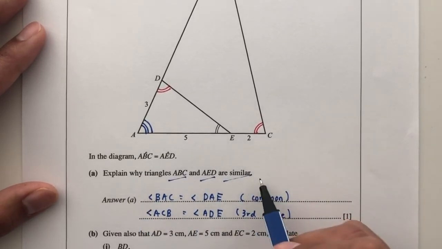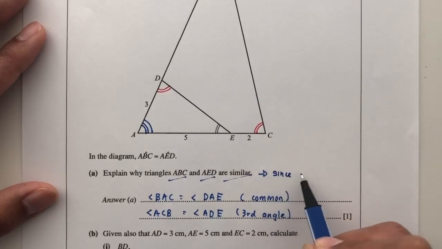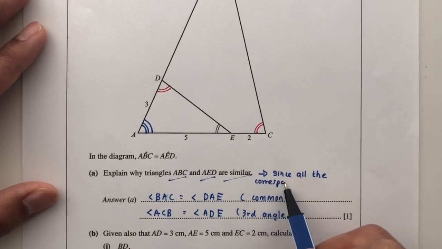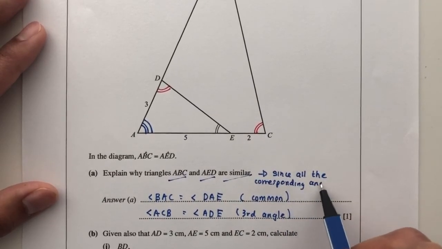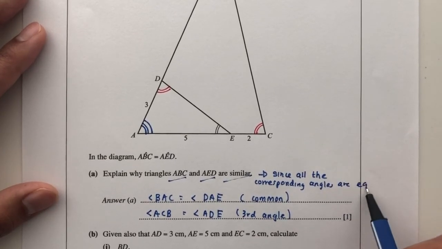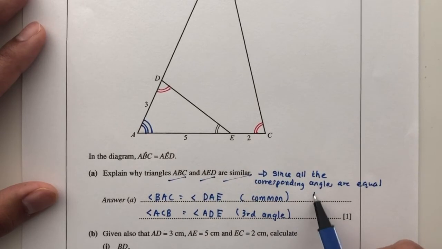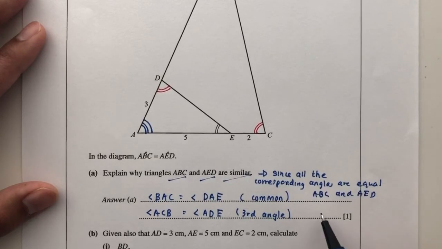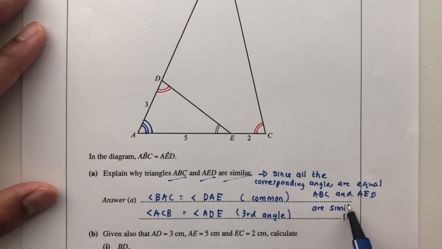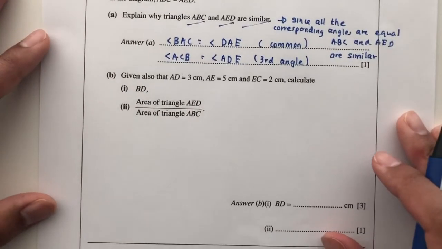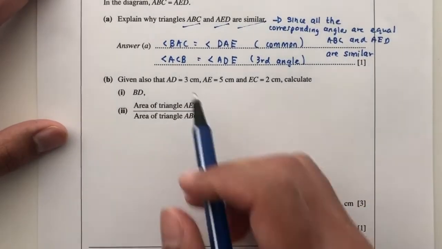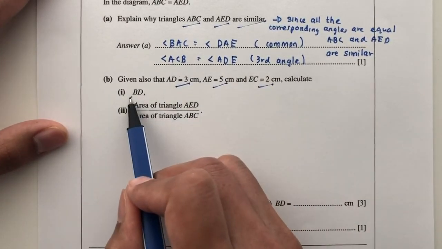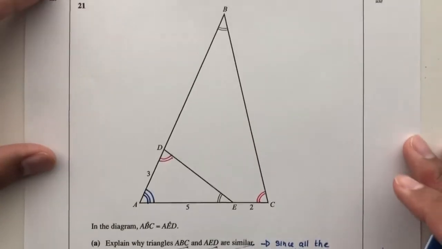Now to explain, you can just say that since all the corresponding angles are equal, triangles ABC and AED are similar because all the corresponding angles are the same. Now part B: given that AD is 3, AE is 5, and EC is 2, find the length of BD.